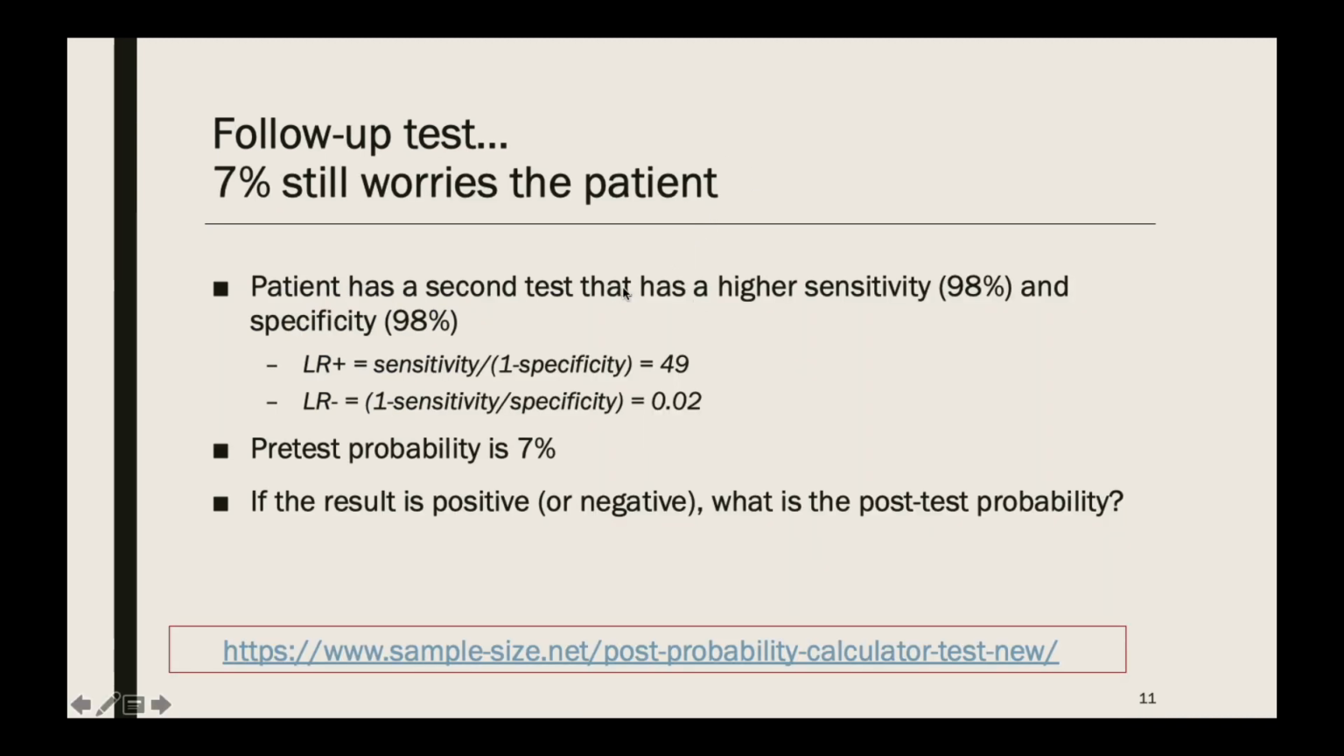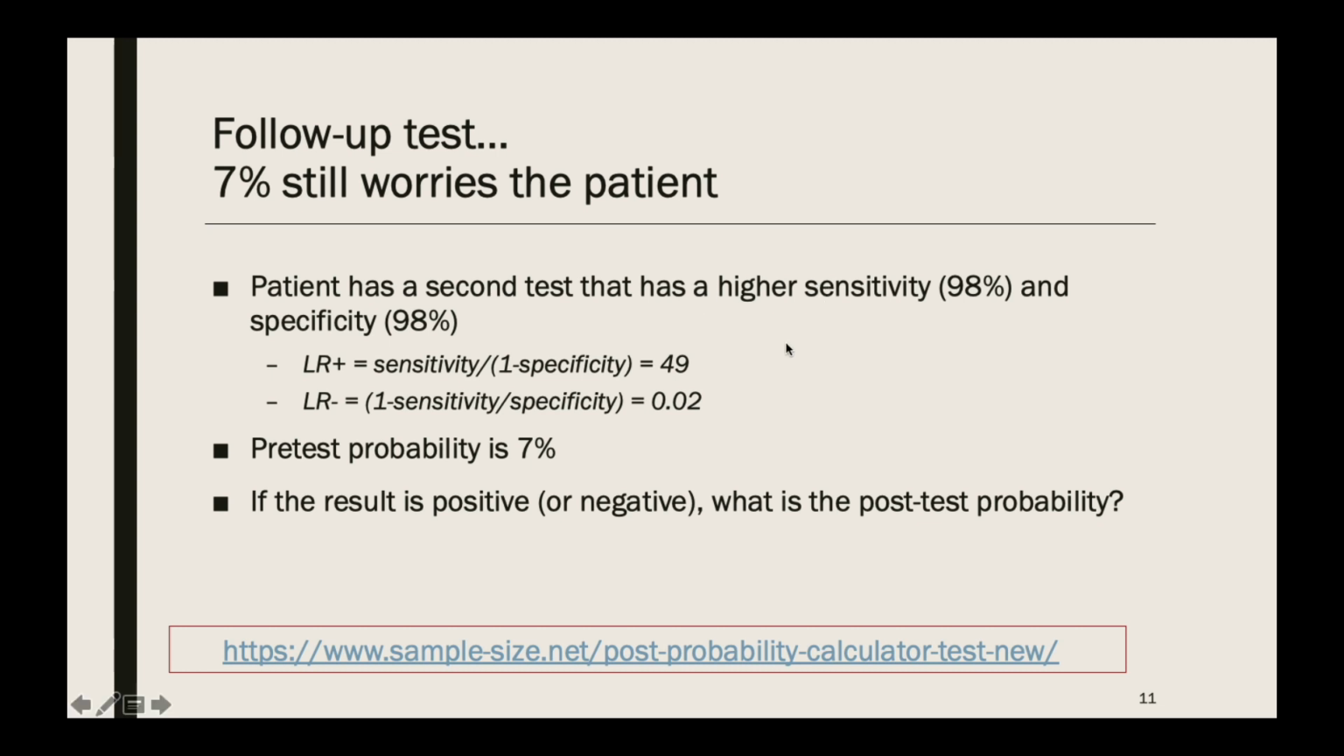As we just discussed, the caller with the positive test has a 7% chance of having HIV. Although that number is small, it needs to be worked up because a 7% chance of having HIV is a significant risk for a patient. So the strategy is to go from a poorer test to a higher specificity test. Often this is because the screening test is cheaper than the second, more specific test.